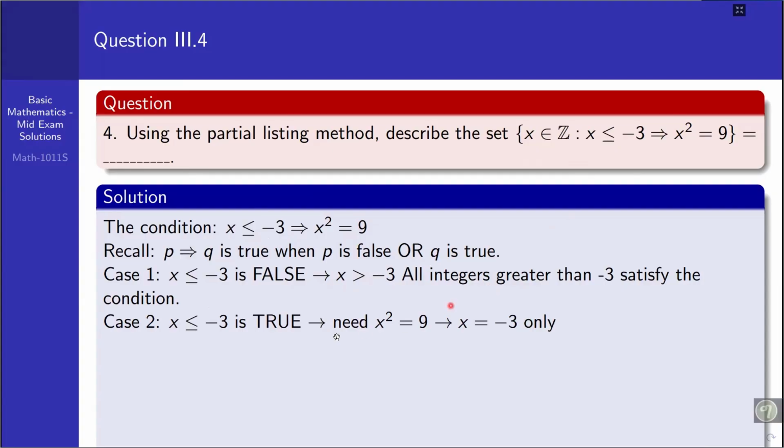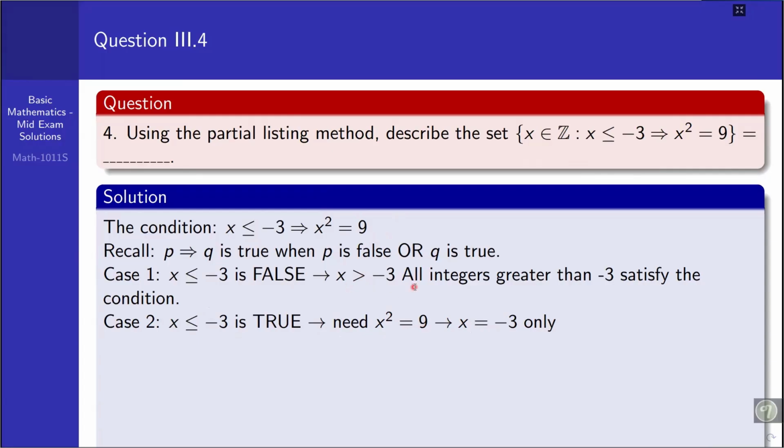And then the second case is when we assume that both are true, that is, x less than or equal to minus 3 and x squared is equal to 9 are true at the same time for the given logical implication to be true. We know that x less than or equal to minus 3 is true, and it needs x squared is equal to 9 to be true also. Therefore, x equal to minus 3 is the only integer that makes both the inequality and the quadratic equation true.